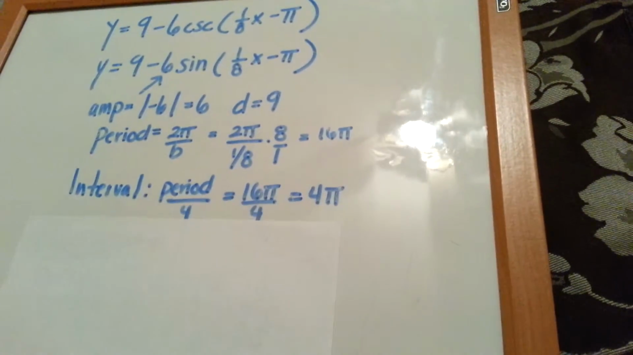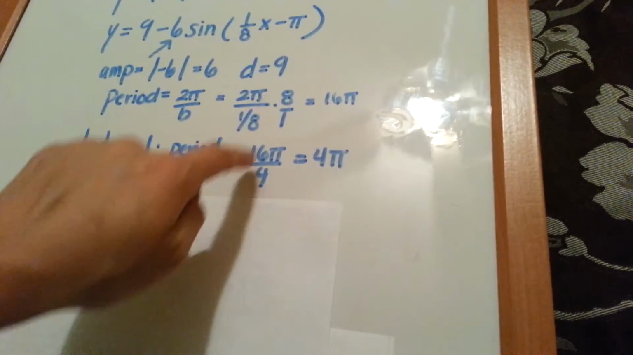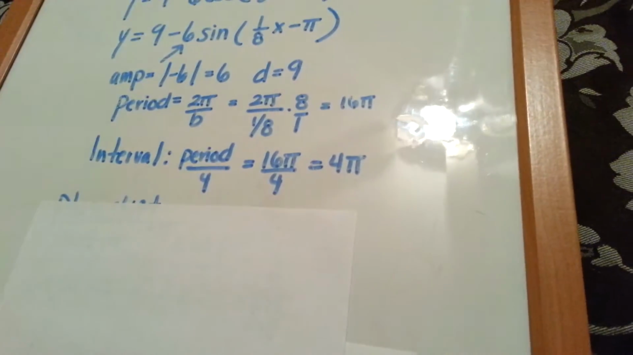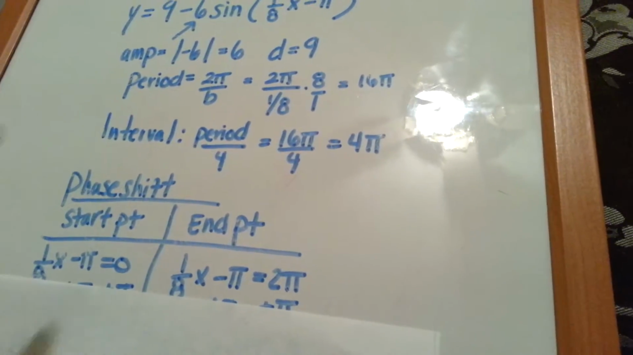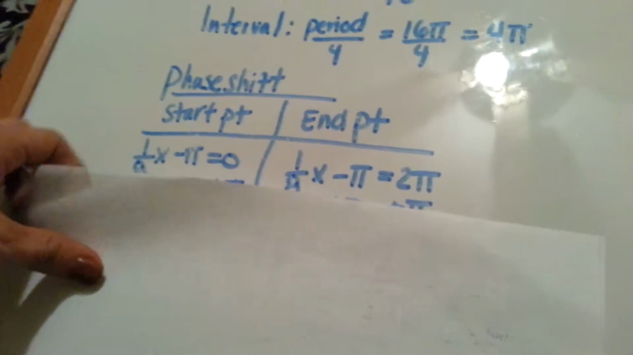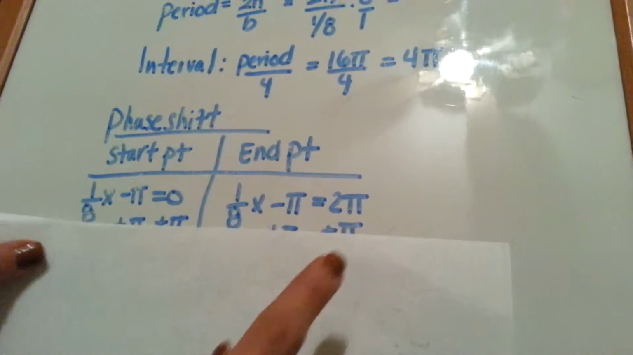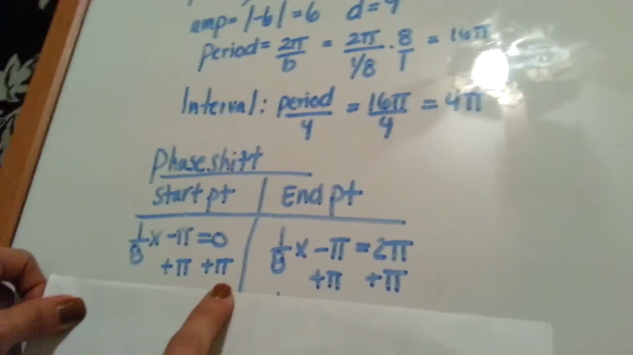And then we're going to find its interval. Its interval is period over 4, which in this case is 16 pi over 4, giving us 4 pi as our interval. Then we're going to find our phase shift. For our phase shift, we're going to set whatever's in our parentheses, 1/8 x minus pi, to 0, and then set it to 2 pi. And then right here, we're going to go ahead and add pi to the other side.